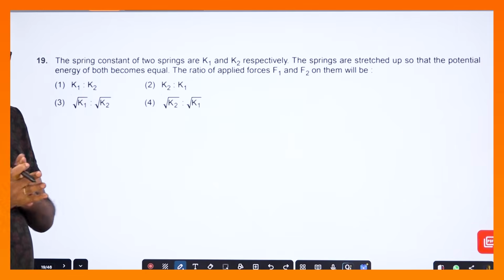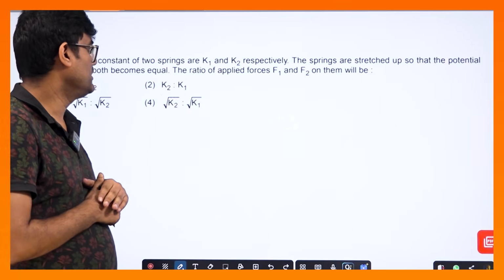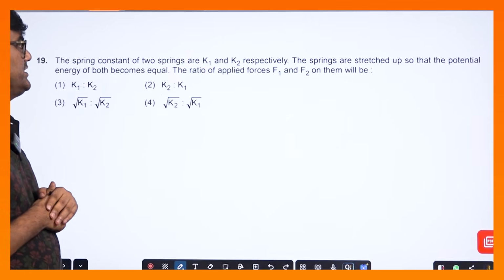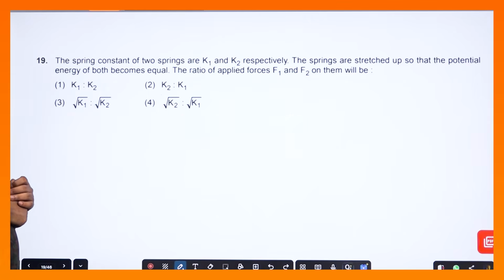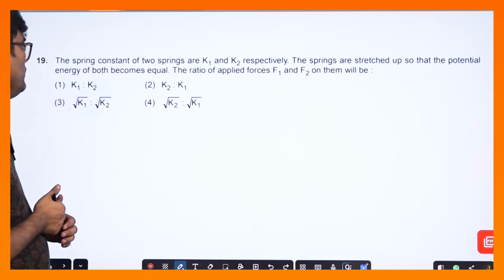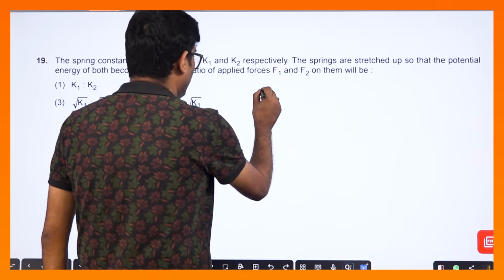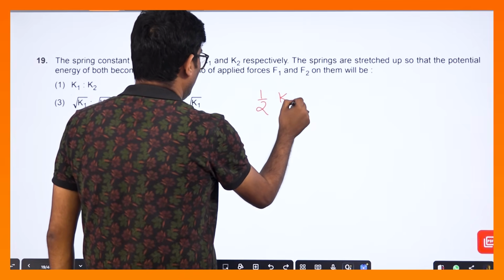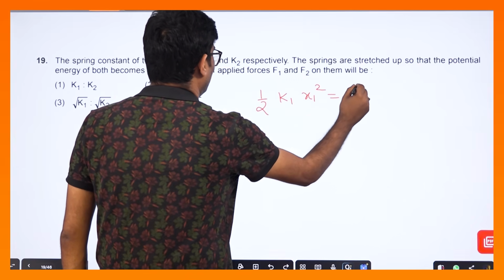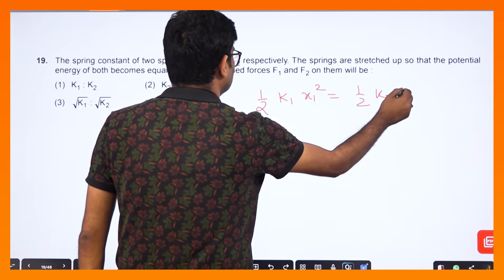There are two springs with constants K1 and K2. The springs are stretched so that the potential energies are equal. Find the ratio of the applied forces. Okay, potential energy we know is half kx square. So half k1 x1 square is equal to half k2 x2 square.